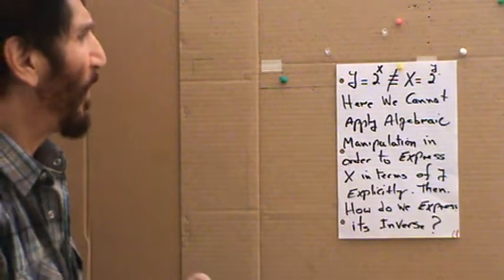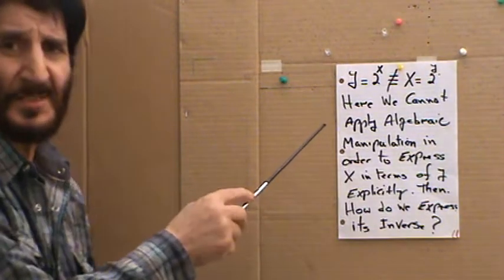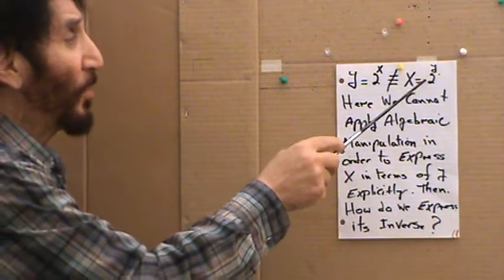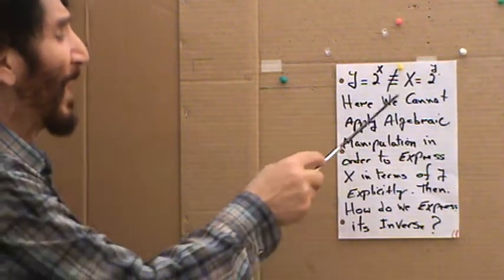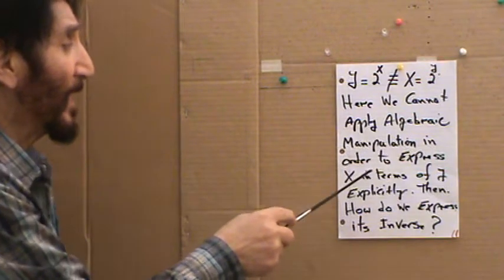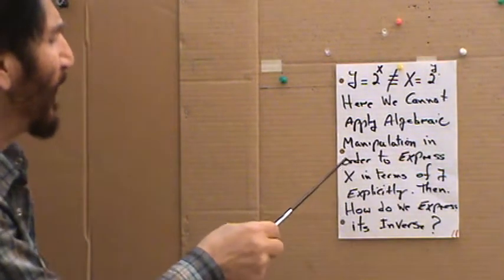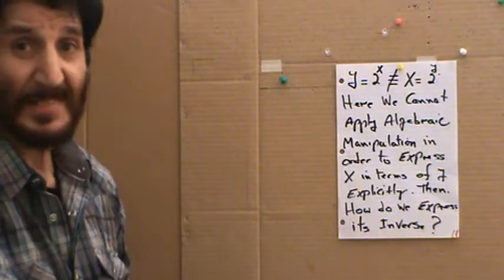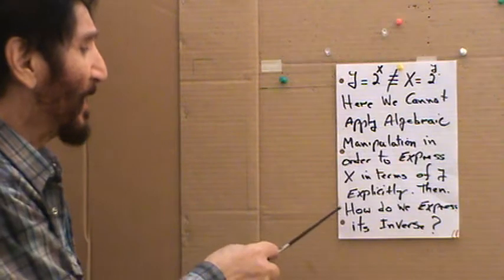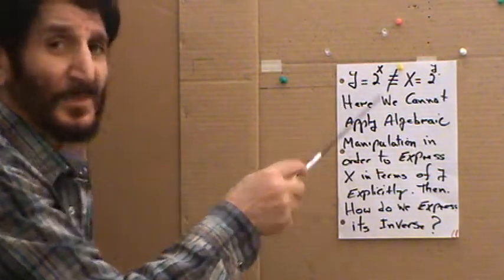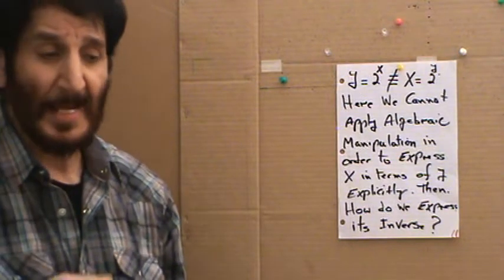Now here, I already mentioned y equals 2x is not equivalent to x equals y. Here we cannot apply algebraic manipulation in order to express x in terms of y explicitly, as I have written here. Then how do we express the inverse of that? How do we express the inverse of y equals 2 to the x?